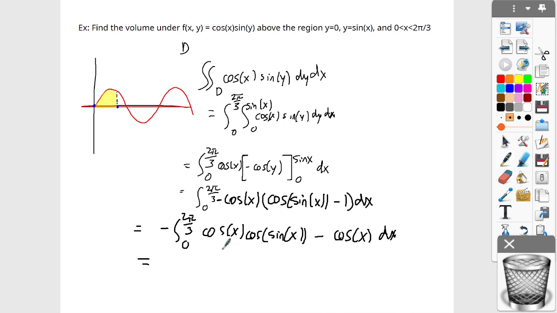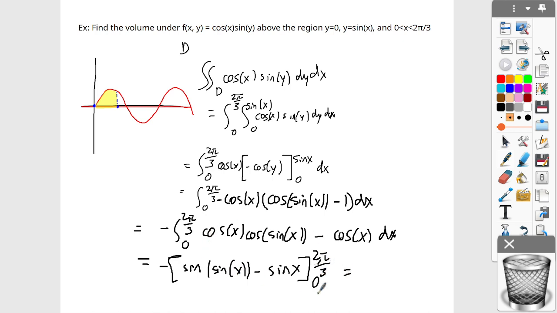So the integral of sine x is cosine x dx. So you could do a u substitution, u is equal to sine x, or you could just figure it out through reverse chain rule methods, that this evaluates just to sine of sine x. So negative sine of sine x, right? If you take the derivative of this, you'll get cosine of sine x times the derivative of the inside, which is cosine x, minus sine x, evaluated from 0 to 2 pi over 3.